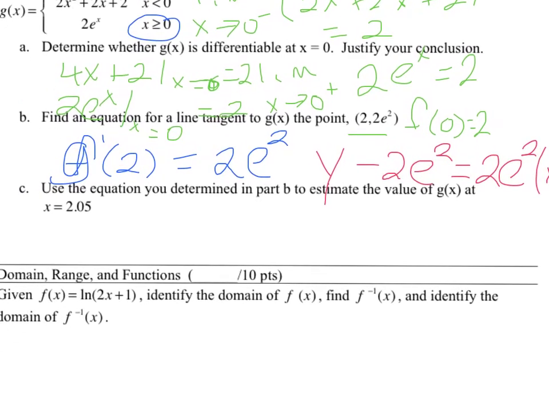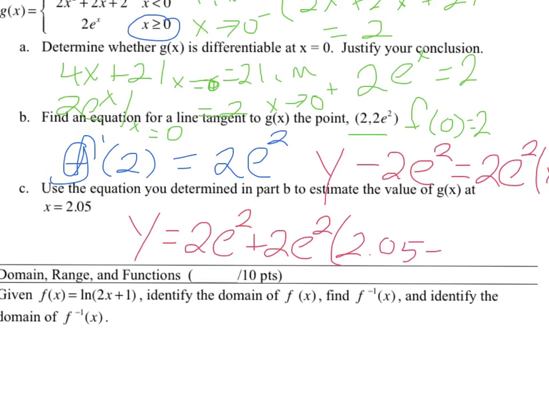Last part of this is to approximate this function at the value 2.05. Okay, so y equals 2e squared plus 2e squared times (2.05 minus 2). In fact, as soon as you write that, that's enough of an answer for an AP Calc course.